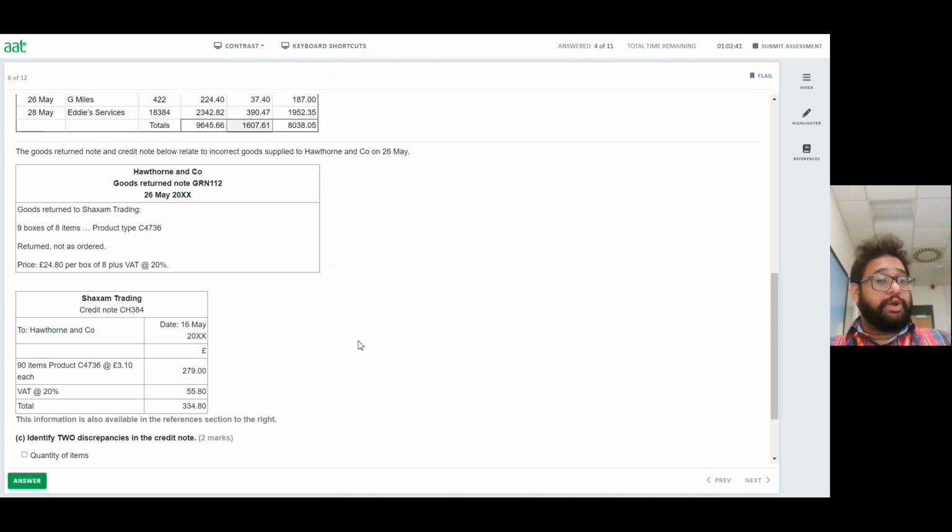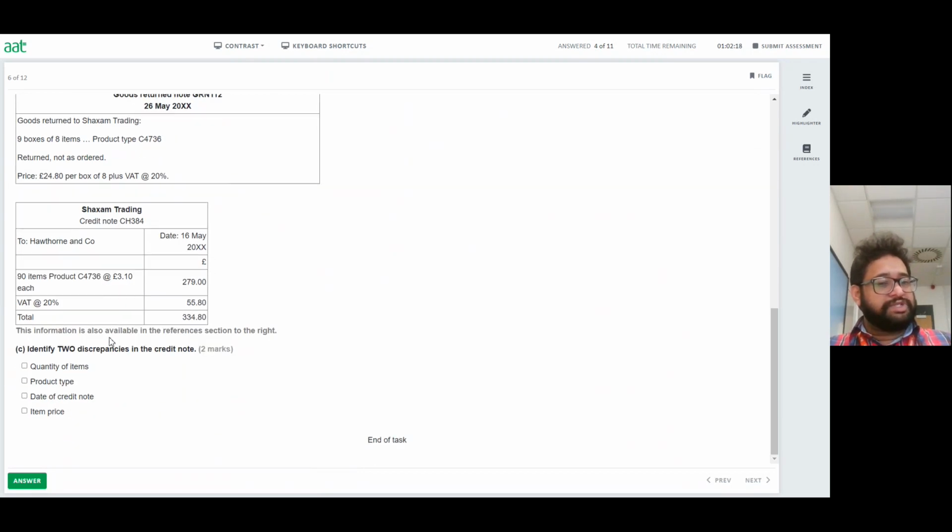Then the goods return note and the credit note now relate to the incorrect goods supplied to Hawthorne and Co. on 26th of May. So the goods returned to Shazam Trading: 9 boxes of 8 items, product C4736, returned not as ordered. Price, whatever it is there, and then this is the credit note. They're saying this information is also available on the reference to the right. Find the two discrepancies on the credit note.